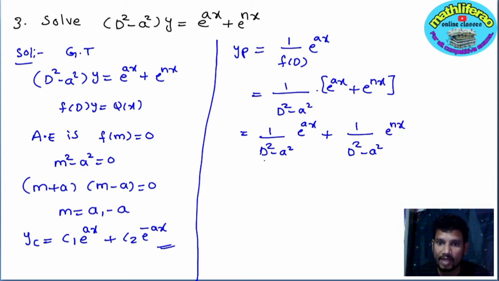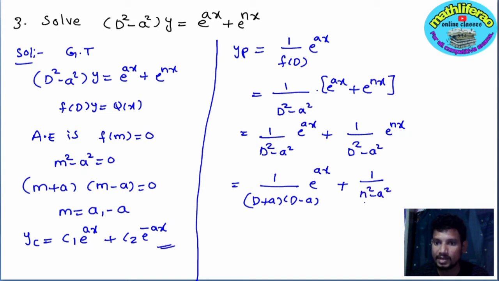So here, if we replace the value of a, a square minus a square is 0. Here, if we replace d by n, n square minus a square is not equal to 0. So then here we divide into factors: d plus a into d minus a, e to the power ax, plus 1 by, here replace the d by n square minus a square. Here f of a value is not equal to 0. This is the yp of the second part.